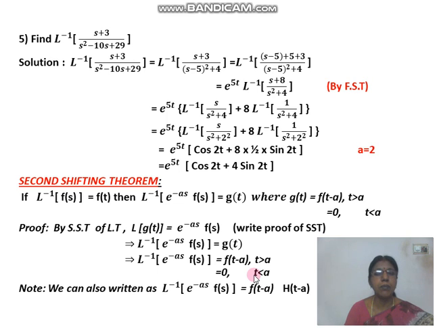Now we see the problem. It is also written as L inverse e power minus as f of s is equal to f of t minus a H t minus a. You have read the Heaviside function, right? For t greater than a its value is 1, so substituting 1 here you get f of t minus a. For t less than a, H of t minus a is 0, so it becomes 0. So this can be asked in bits. Okay, leave it. L inverse e power minus as f of s is f of t minus a for t greater than a, 0 for t less than a, which is the statement of the second shifting theorem.